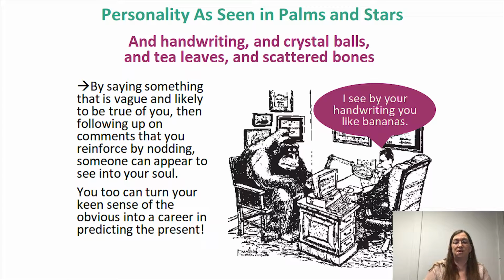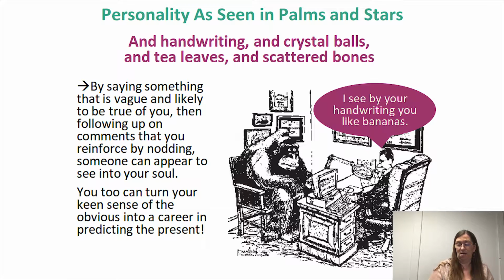So, personality is seen in the palms and stars, and handwriting and crystal balls and tea leaves and scattered bones. These are some of the things that we used to use to determine what someone is like or what's going to happen. By saying something that is vague and likely to be true of you, then following up on comments that you reinforce by nodding, someone can appear to see into your soul. You too can turn your keen sense of the obvious into a career predicting the present.